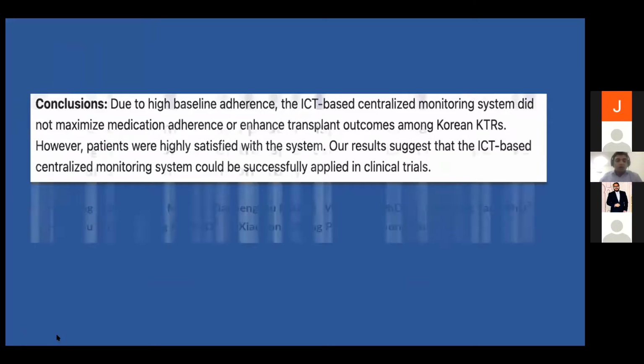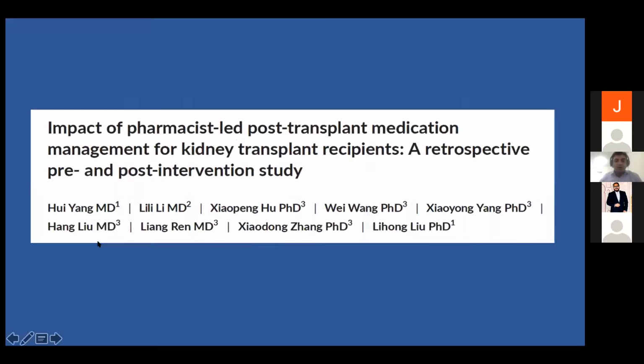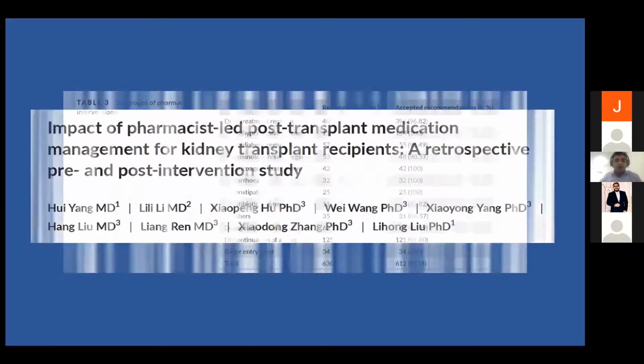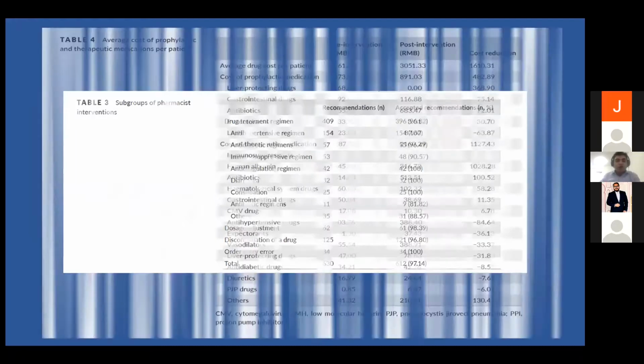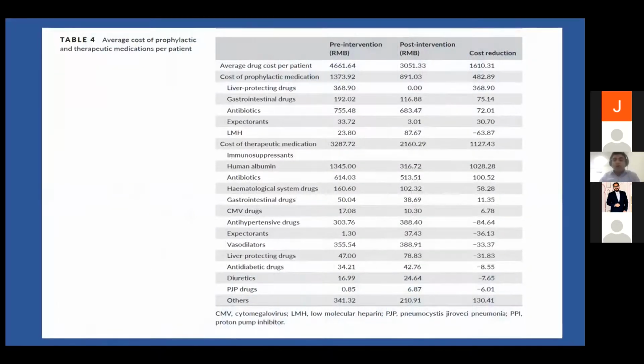Now, the impact of pharmacist-led post-transplant medication management for kidney transplant recipients. Most of the medical fraternity welcomes the involvement of pharmacists. According to the study, most of the interventions were accepted by the medical team whenever the pharmacist approached them with an intervention. And it also significantly brought down the cost of the treatment. Cost is very important, because of cost the patient may become non-adherent and the whole transplant program gets compromised. So it is very important to also look at the pharmacoeconomic aspects.